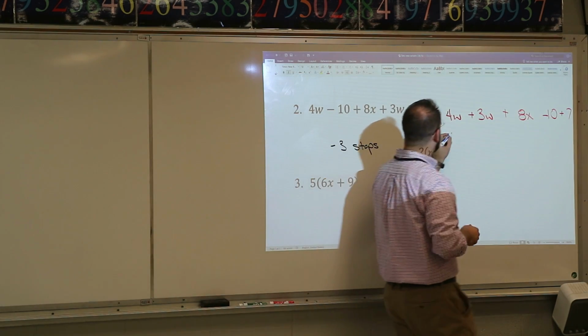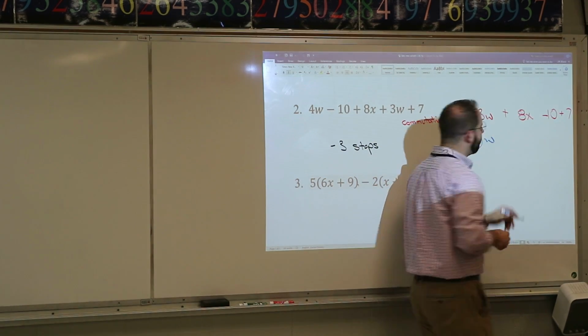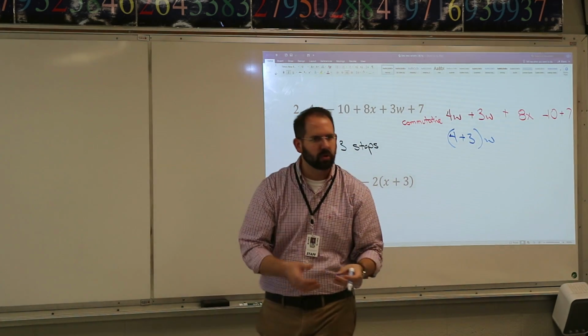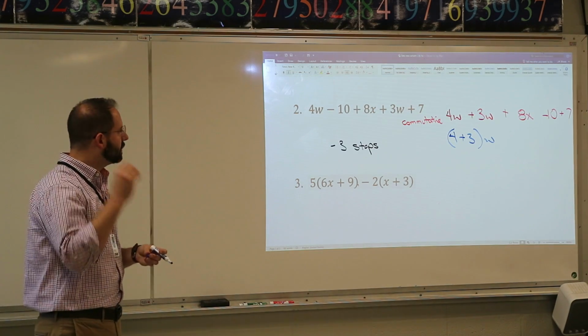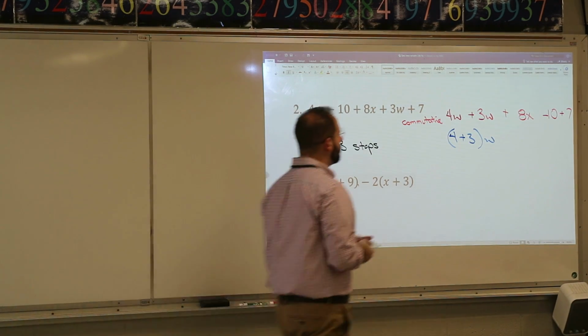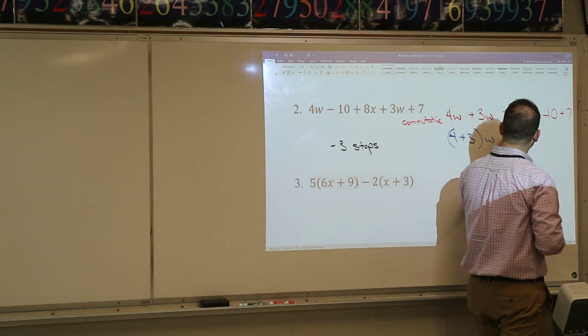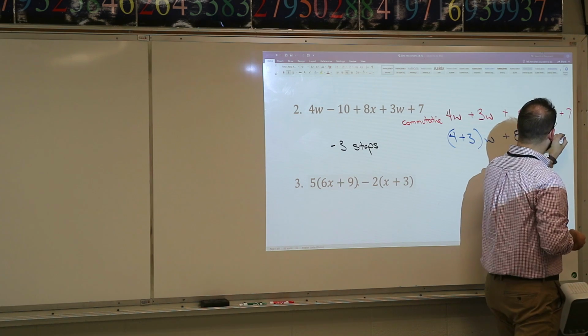So that means that you're going to basically take the w like this. This is what factoring is, or reverse distribution, however you want to think of it. It's taking the w out so the numbers can literally see each other. They have to see each other. They have to be right next to each other so you can add them. The 8 is going to stay by itself because there's really no other x, and the negative 10 and 7 are just going to hang out until the very end.